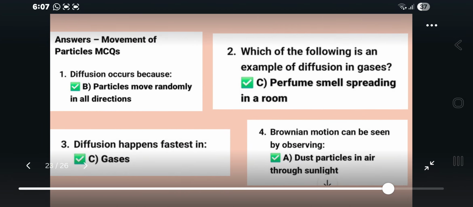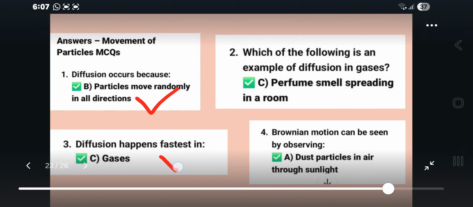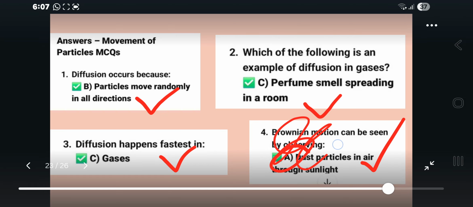These are the correct answers. Please check your answers. First answer, second answer, third answer, fourth answer. Okay, leave the fourth one because we haven't done this. Okay, let's move on.